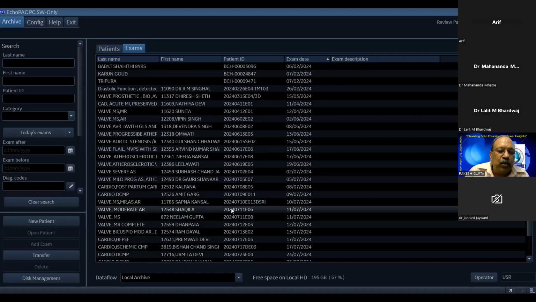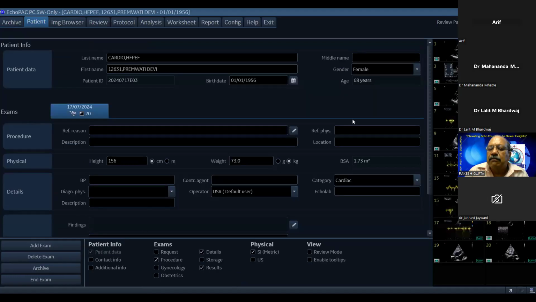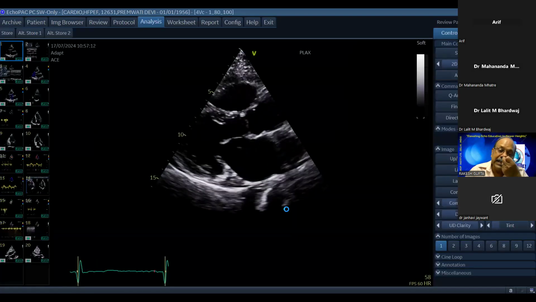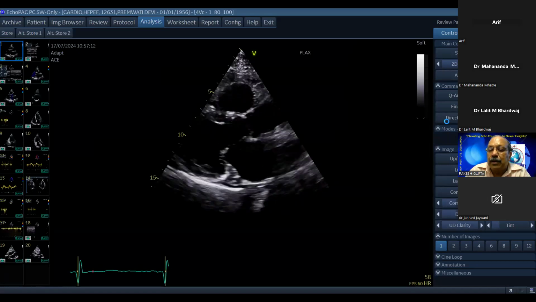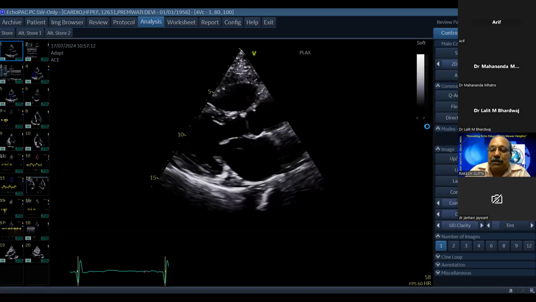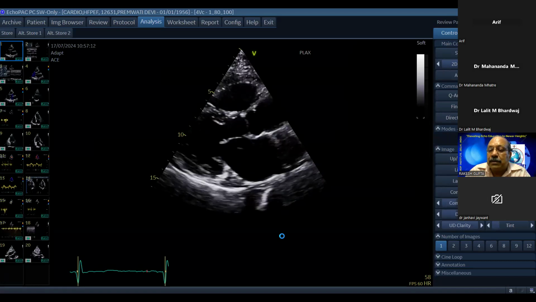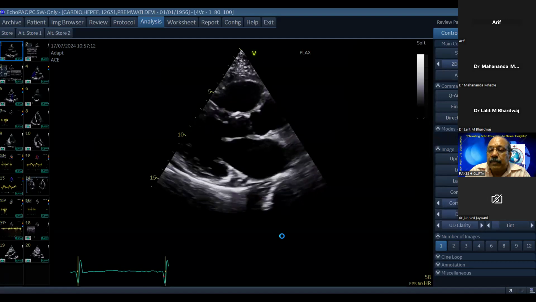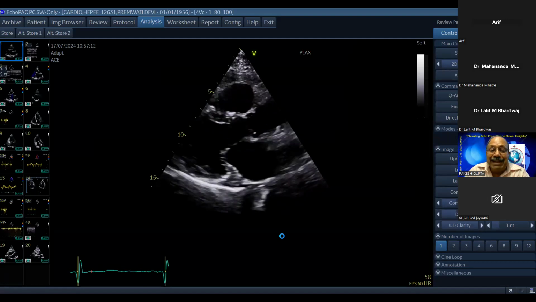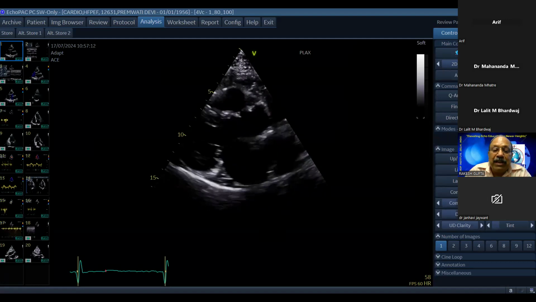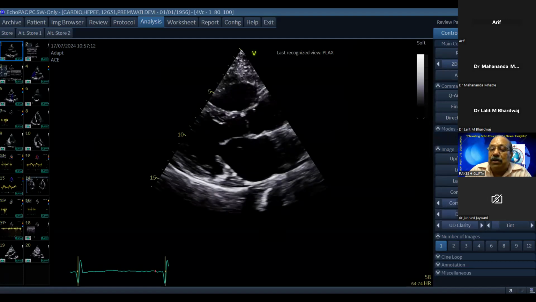Let me tell you what we do in 2024. We never ever measure LV size by M mode. Simpson's method? Simpson's method is gone, man. Simpson's method has gone to Burma, Myanmar. So we never do this measurement. And how do we really measure the LV today in 2024?